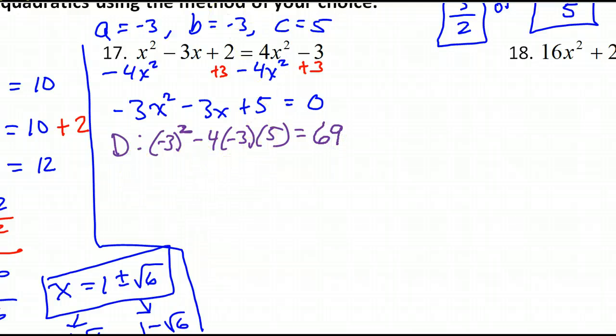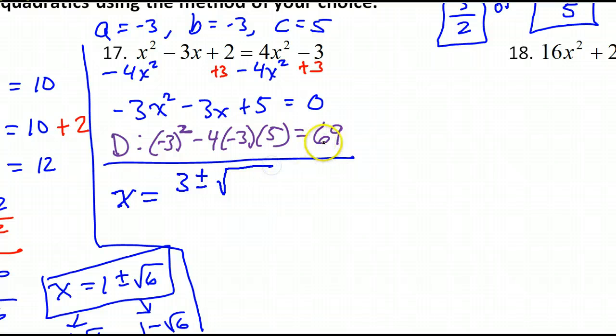All right. From there, we can go ahead and find the solution. So the solutions will be opposite of b. So since I have negative 3, that will become positive 3, plus or minus square root of the discriminant. So 69 goes in right here, all over 2a. So 2a is negative 6. 2 times negative 3, that's negative 6.